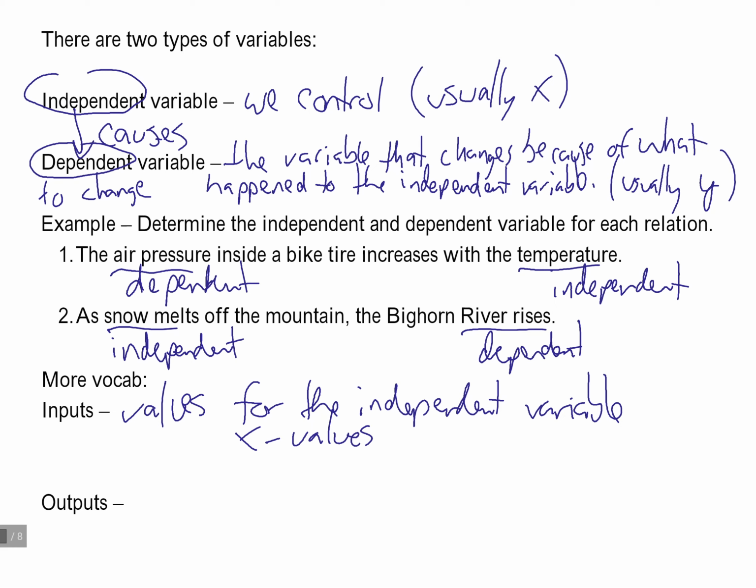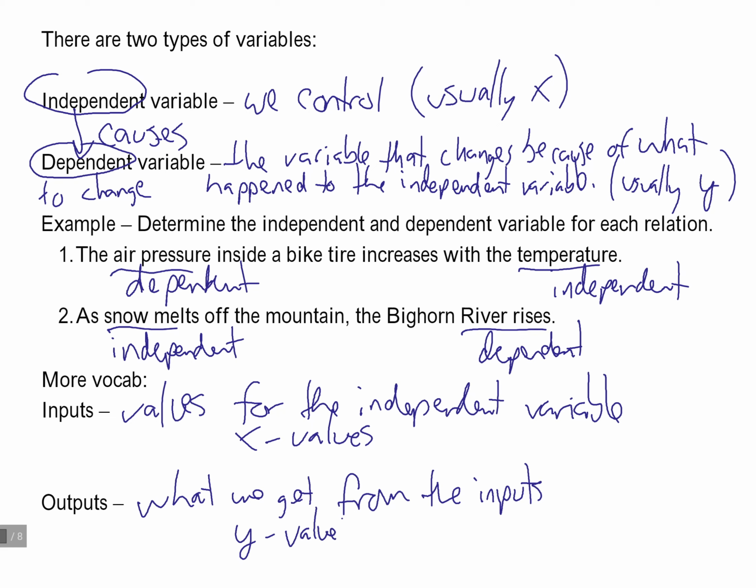And then outputs would be what we get from the inputs. So we put the things in, our X values, and then we're going to get something in return. Those are our outputs. So those are going to be the Y values. That's the idea. Put something in, we get something back. We get something out. All right, so that's the vocab. Let's see what happens next.